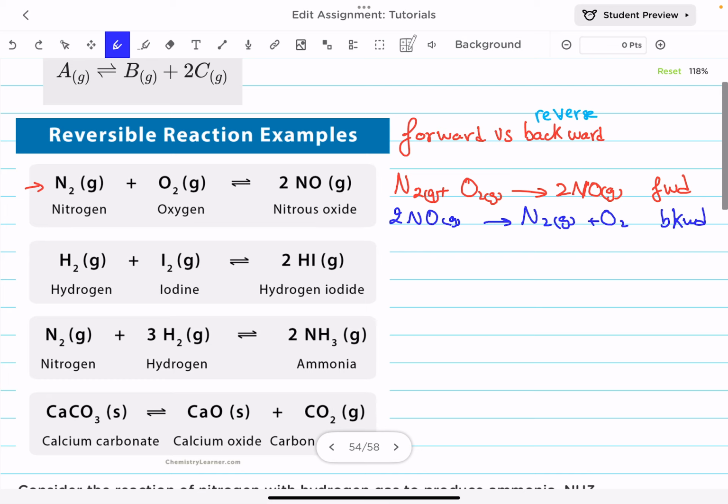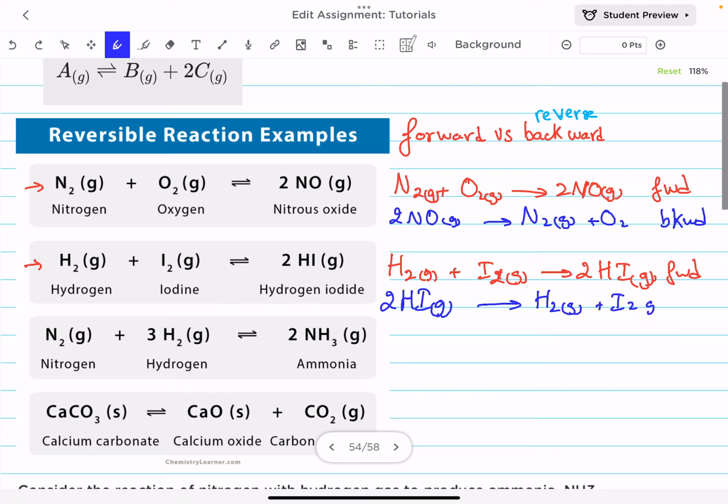Another example. Again, let's write the forward reaction for this reversible equation. So the forward is H2 gas plus I2 gas, iodine gas, to form hydrogen iodide. That's the forward reaction. Now, the reverse, or what I call the backward, would be hydrogen iodide giving hydrogen gas and iodine gas. That's the backward.